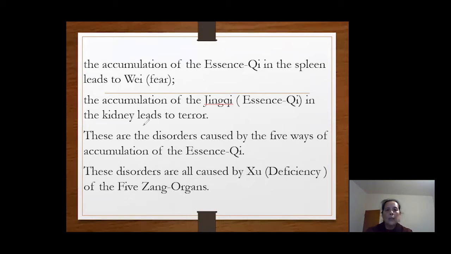Then we're talking about another two organs, another two zang organs mainly. The disorder of the spleen leads people to fear. Usually we talk about this for the kidney. Usually, in the kidney, like kidney Qi deficiency, people will be fat. But in this chapter of the Huang Di Nei Jing, they're talking about the spleen.